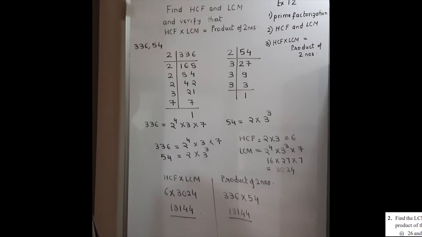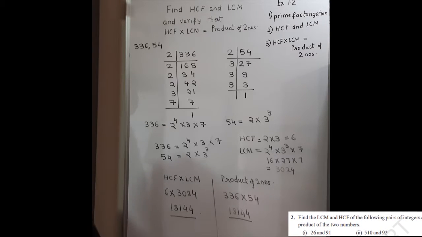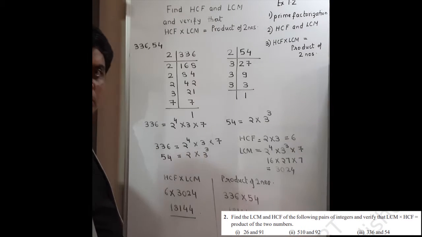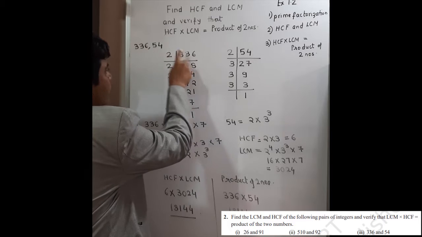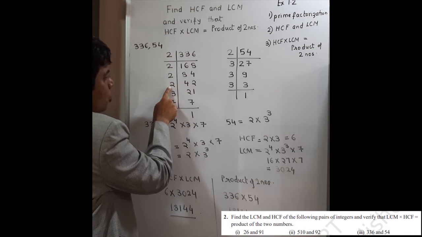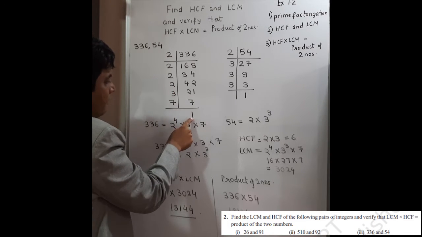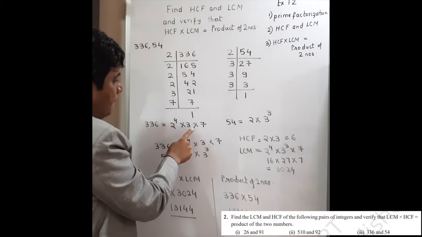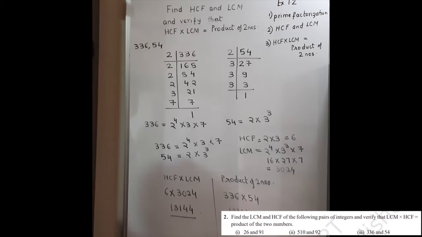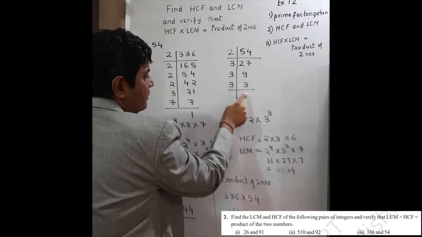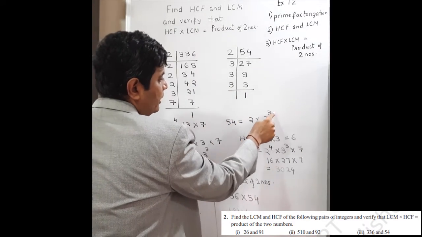Let us look at the next sum, 336 and 54. So we have to find the HCF and LCM of 336 and 54, and we have to prove that HCF into LCM is the product of these two numbers. So let us do the prime factorization of 336: 2, 168, 2, 84, 2, 42, 2, 21, 3, 7, 7 ones are 7. So 336 is 2 power 4, multiply by 3, multiply by 7. Okay. Next is 54, 2 27s are, 3 9s are, 3 3s are, 3 1s are. So 54 is 2 into 3 cube.